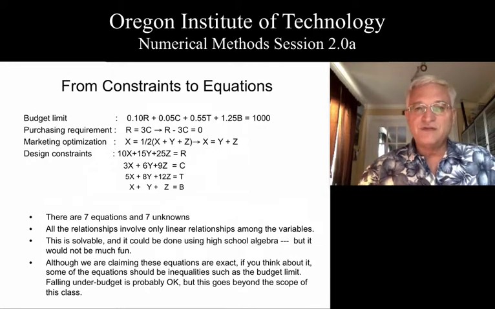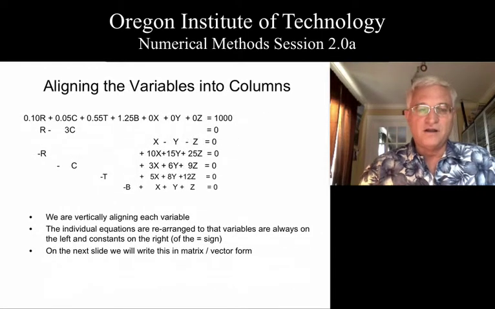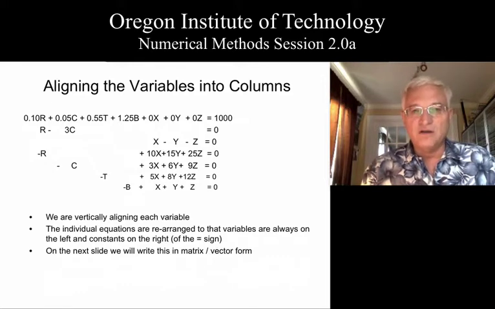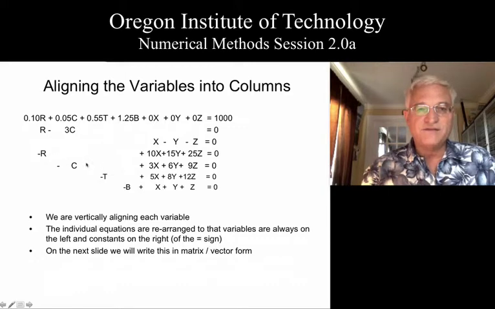Even doing this using standard linear algebra techniques would take a bit of work. And these are the steps that you would go through. You would first align all the variables in columns. You can see here that we have put variables on the left and constants on the right. And that has required some use of negative signs in order to make that work.